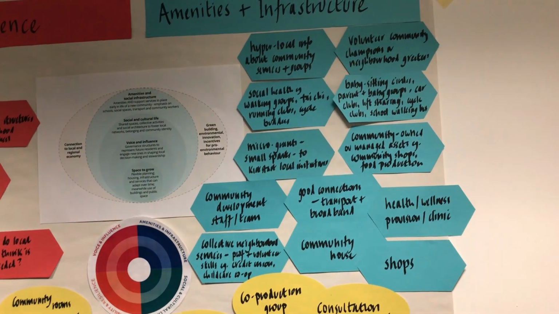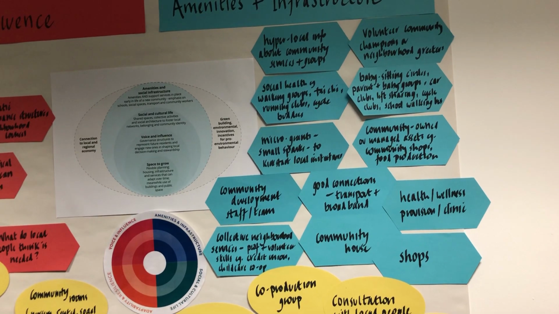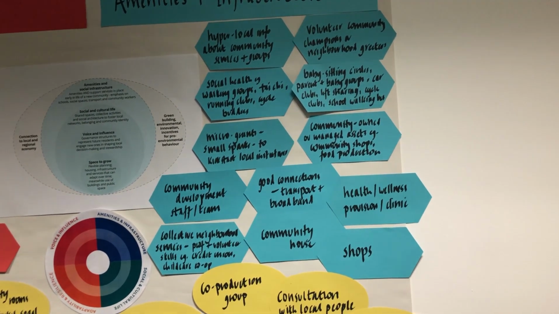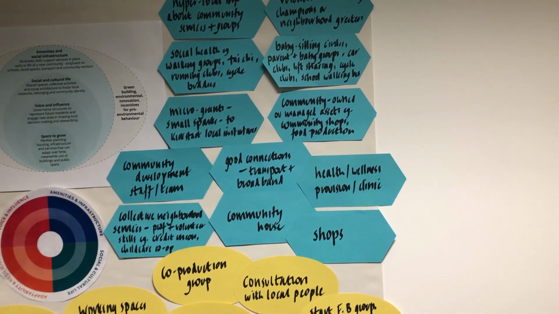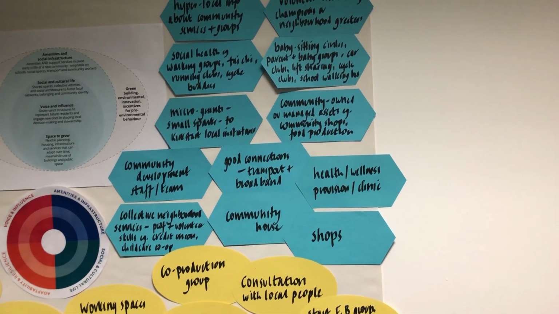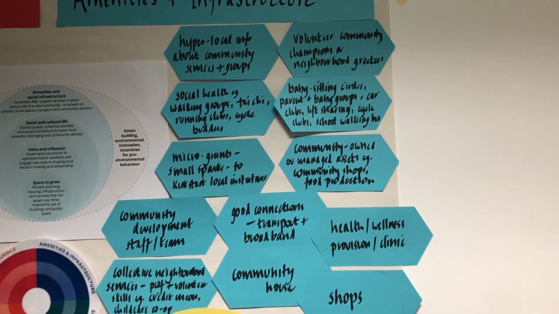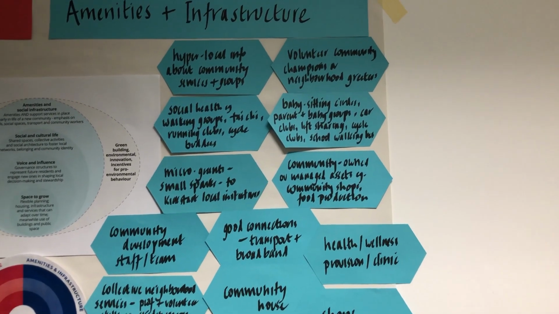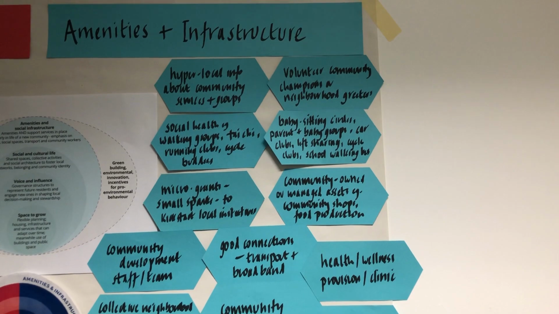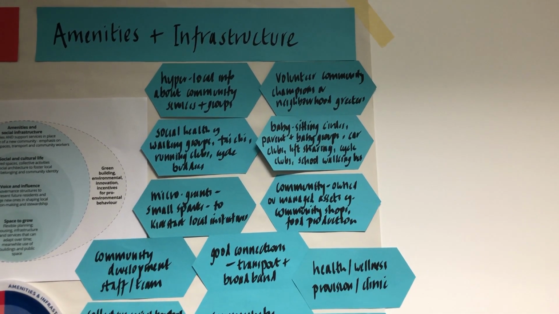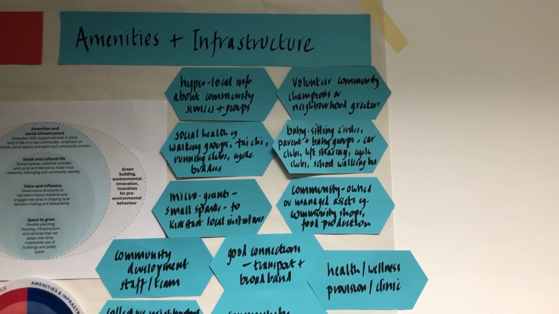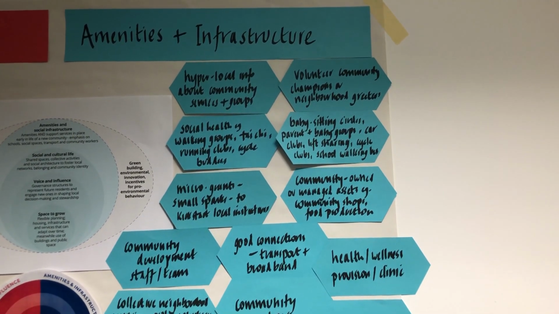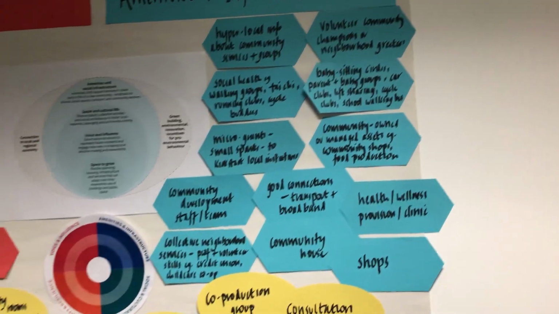For example, could people create credit unions or childcare co-ops? Good connection, both transport and broadband, community house, community shops, health and wellness provision and clinics, community owned or managed assets, and I love this idea, volunteer community champions or neighbourhood greeters, as well as facilitating babysitting circles, parent and baby groups, car clubs, lift sharing, cycle clubs and school walking buses.